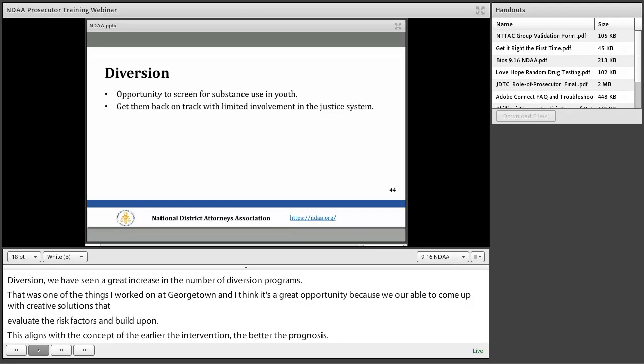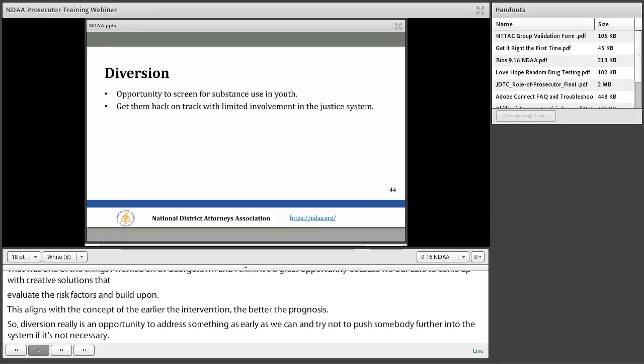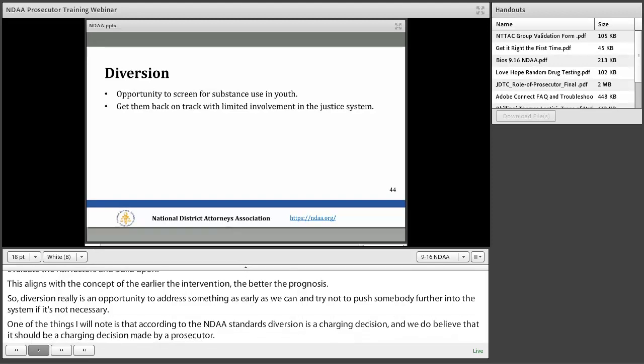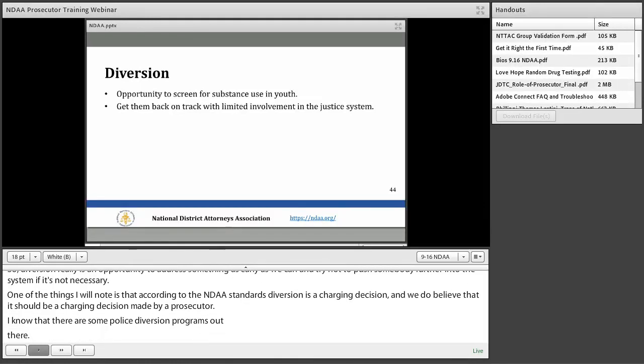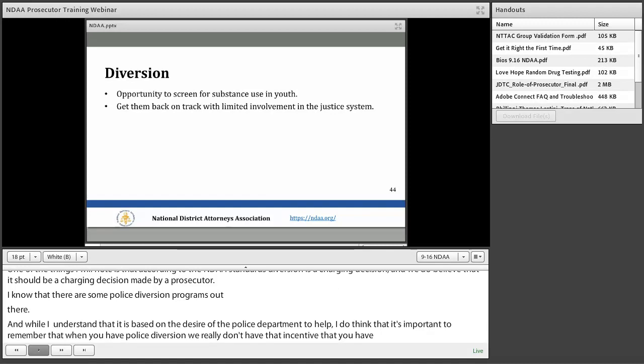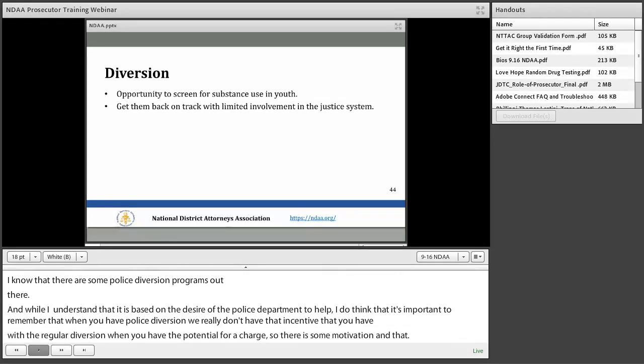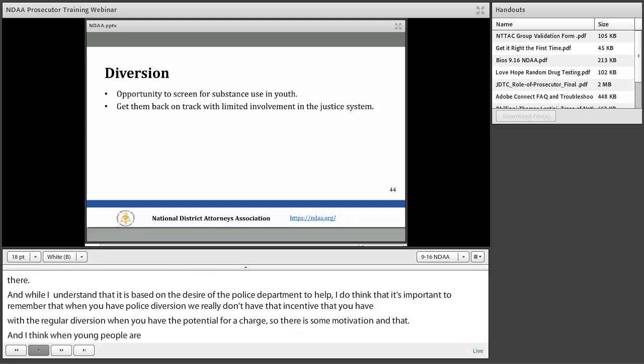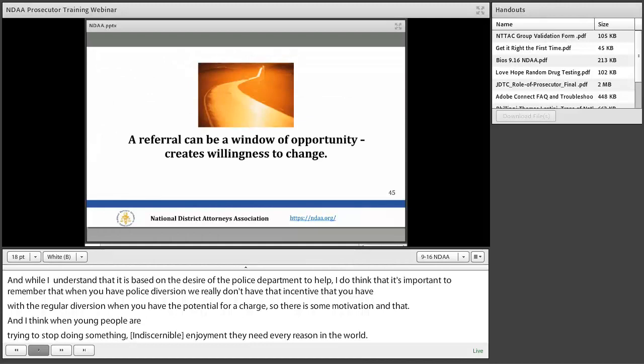One of the things I will note is that according to the NDAA standards, diversion is a charging decision, and we do believe that it should be a charging decision made by a prosecutor. I know that there are some police diversion programs out there, and while I understand that it's based on the desire of the police departments to help, I do think that it's important to remember that when you have police diversion, you really don't have that incentive that you have with a regular diversion, where you have the potential for a charge. So there is some motivation in that. And I think when young people are trying to stop doing something that provided some enjoyment, they need every reason in the world. And sometimes the thought that this could have a consequence in the justice system can be a good motivator. So that's something I'll say about diversion.